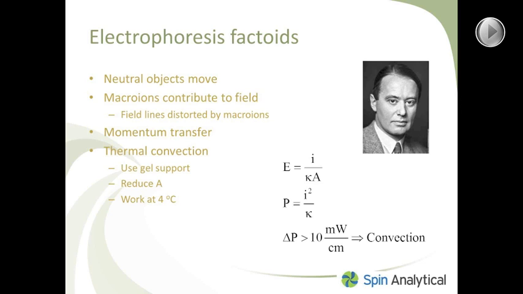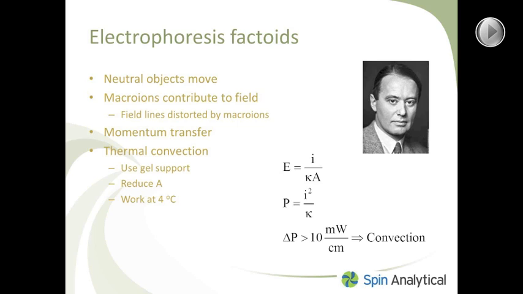What complicates the charge determination is that the protein itself is contributing to the field. The electric field is shown on the right as the electrical current I divided by the conductance kappa and the cross-sectional area. And both the current and the conductance are going to be affected by the presence of the macromolecule, because it's carrying a part of the current, it's carrying some of the charge contributing to the current. There's the momentum transfer from the solvent, and a problem that plagues electrophoretic measurements a lot is thermal convection.